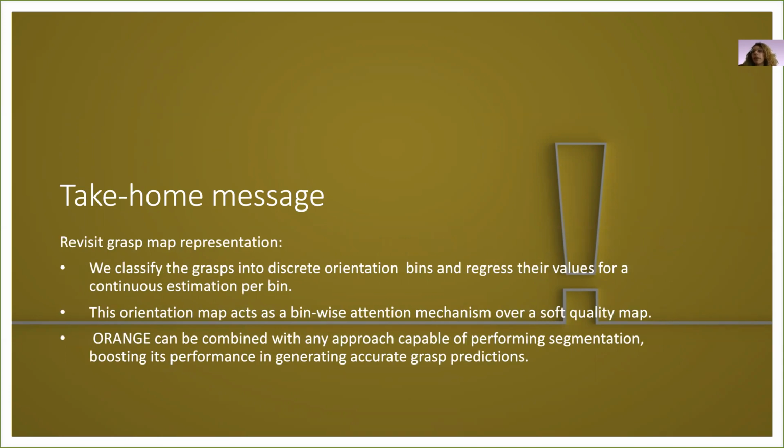And we revisited the grasp map representation by classifying the grasp into discrete orientation bins and regressed their values for a continuous estimation per bin. This orientation map acts as a bin-wise attention mechanism over a soft quality map, and we proposed ORANGE that can be combined with any approach capable of performing segmentation, boosting its performance and generating accurate grasp predictions. Thank you.